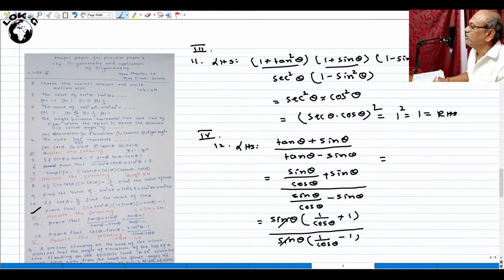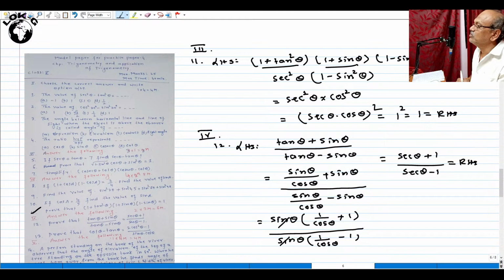Now you are in the last step. Now you tell me what is 1 upon cos theta. 1 upon cos theta is sec theta plus 1, divided by the denominator, also 1 upon cos theta, which is sec theta minus 1. Check, is it not the right hand side? That's all, my dear students.